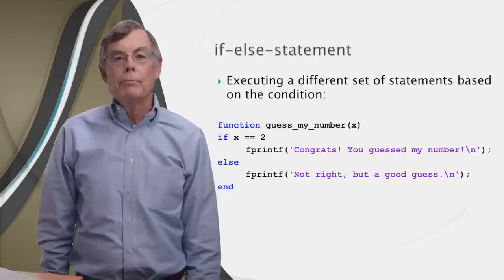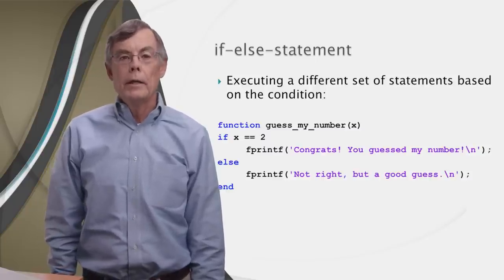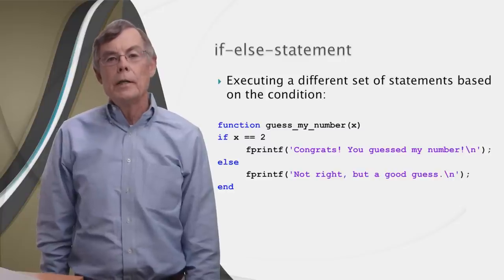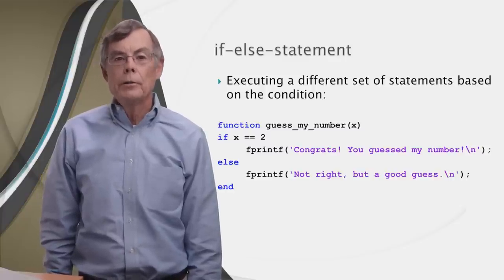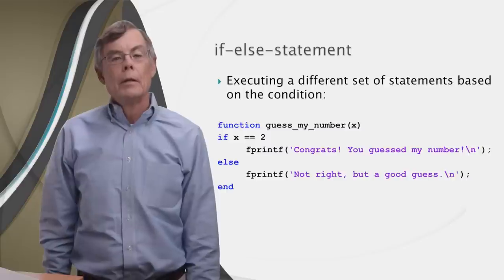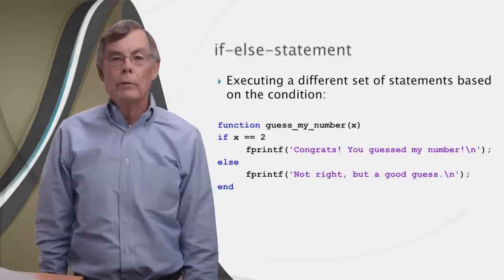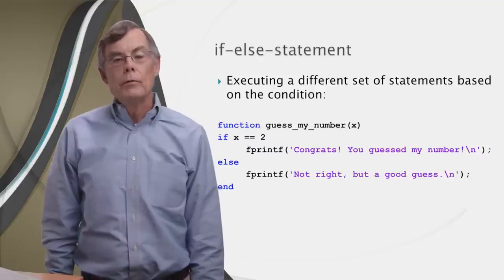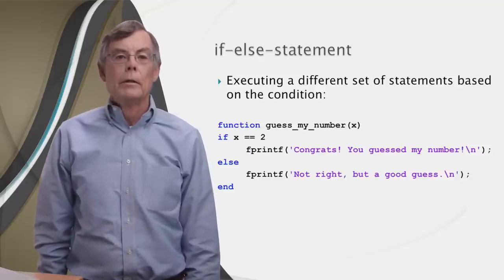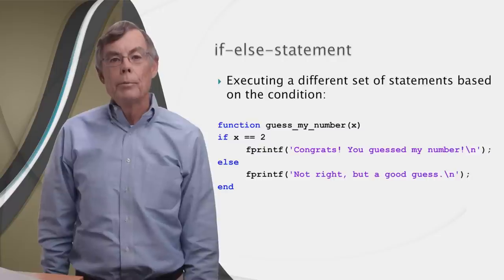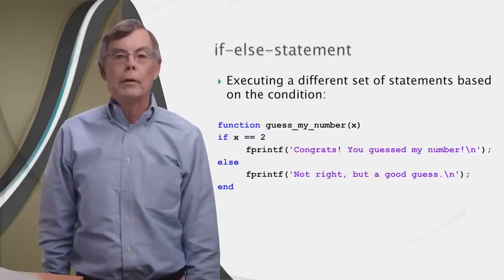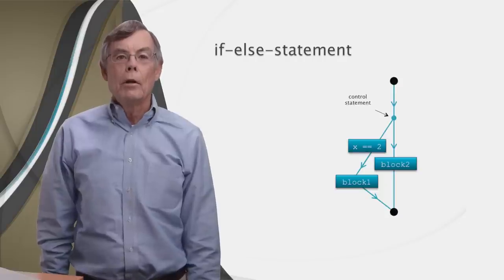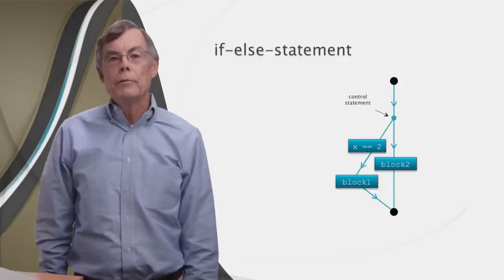But after the first fprintf statement, we see a new keyword, else. This else has two roles. First, it signifies the end of the block of code that needs to be executed when the condition is true. And second, it signifies the beginning of the block of code that needs to be executed when the condition is false. This new statement is called an if-else statement. As you can see, our new and improved guessMyNumber function prints out an encouraging message if the user's guess is wrong.